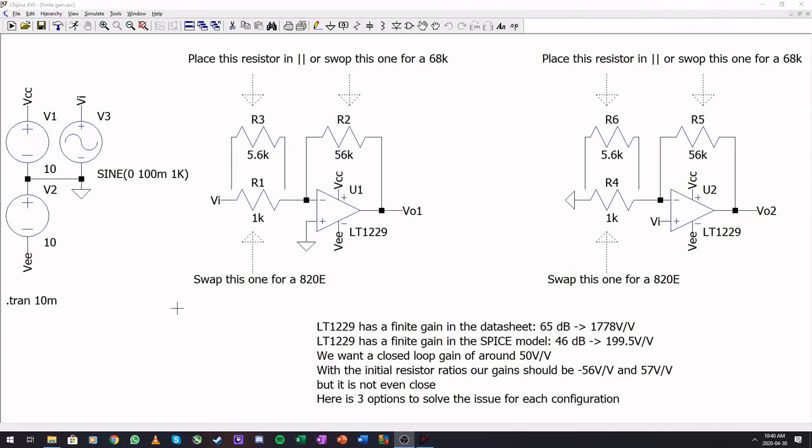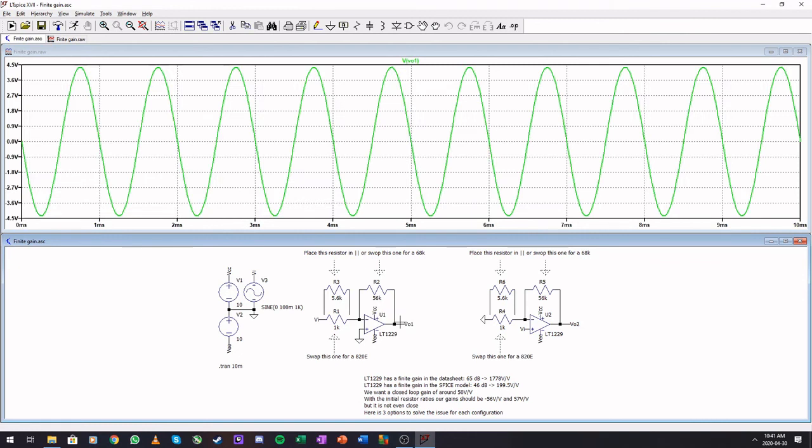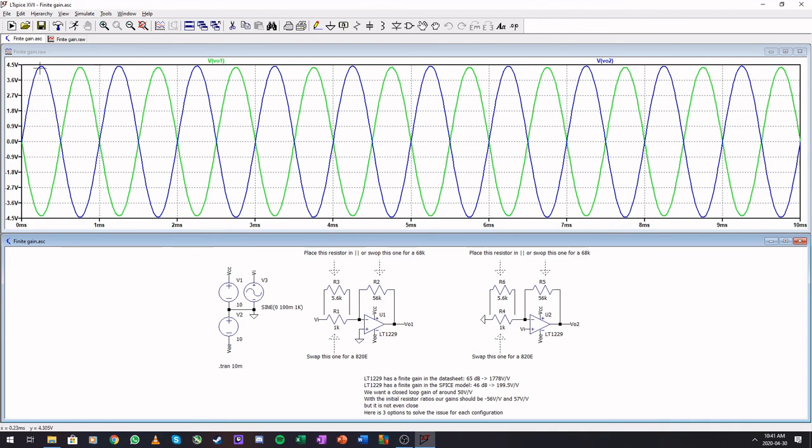So in the simulation, I set up both amplifiers with the resistors for the ideal case. So if I run it, we will see that our gain is not 56 and not 57 like we anticipated. So if we run this, there, just under 4.5 volt output. So this is under 45, and this one is just below 45 gain. So that is really far off from the 56 and 57 that we do expect.